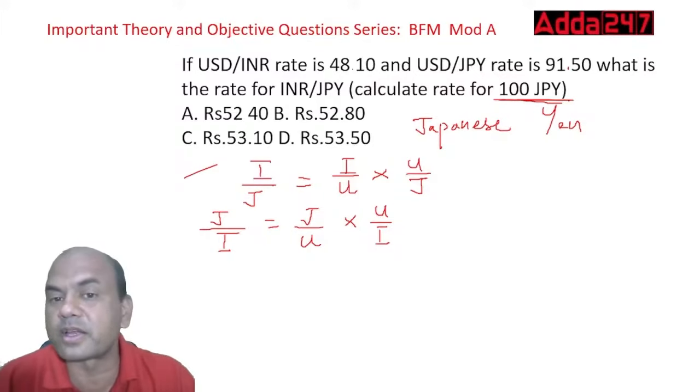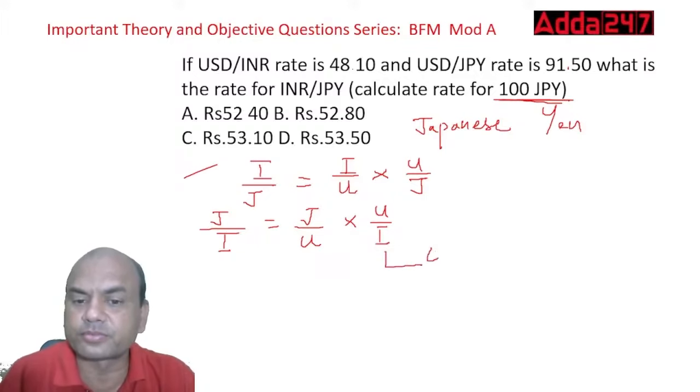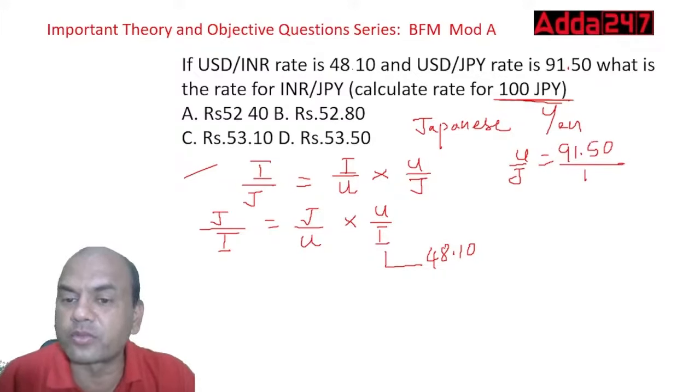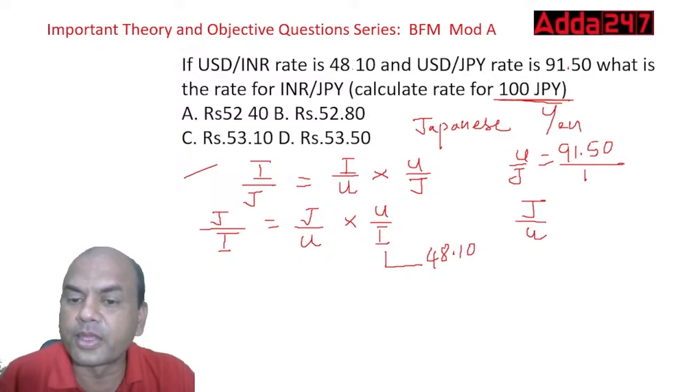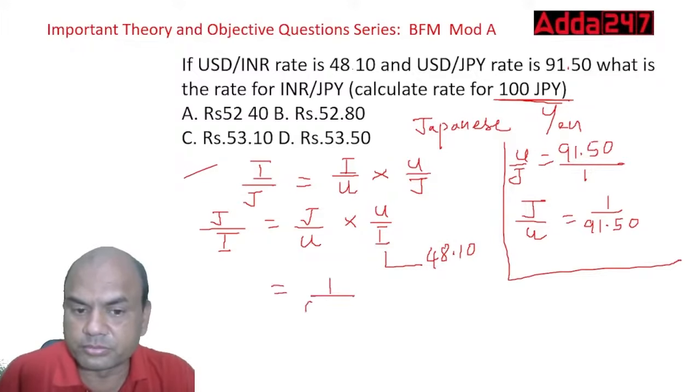So JPY to USD, what is the rate? And USD to INR, you know it. This is 48.10. JPY to USD, you don't know. The 91.50 is USD to JPY. So if I want JPY to USD, it is 1 upon 91.50. That will be the rate. So now I've got the JPY to USD rate. Multiply this with USD to INR, so my answer will be 1 upon 91.50 into 48.10. What is the answer now?